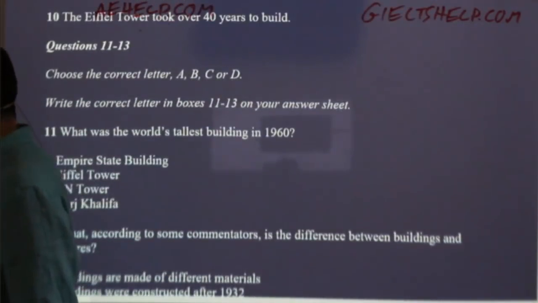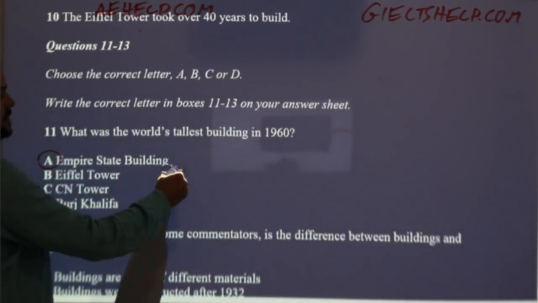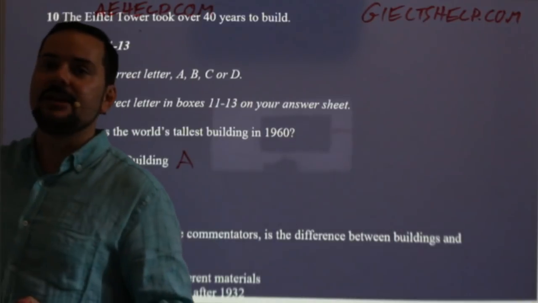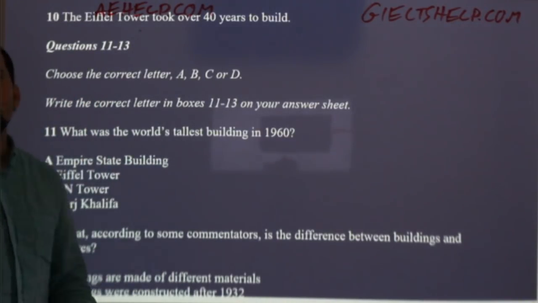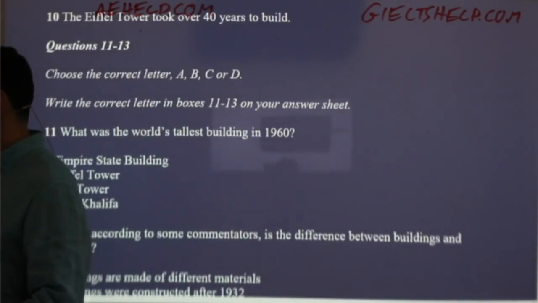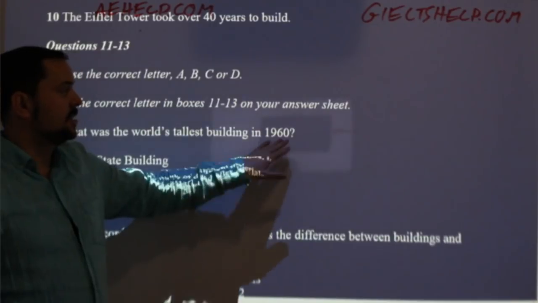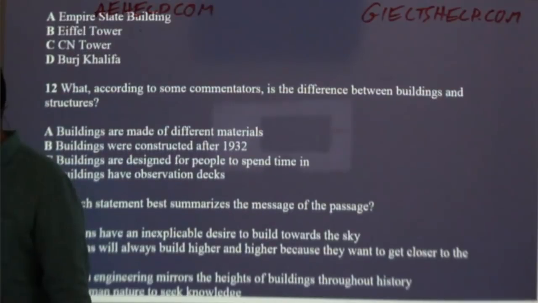Okay. So that is the most important strategy, is answer on your own first. So this one's going to be A, okay? All right, let's have a look at the next one. Okay, so remember, it's in 1960, not the 60s. It's in 1960, the world's tallest building, Empire State Building.